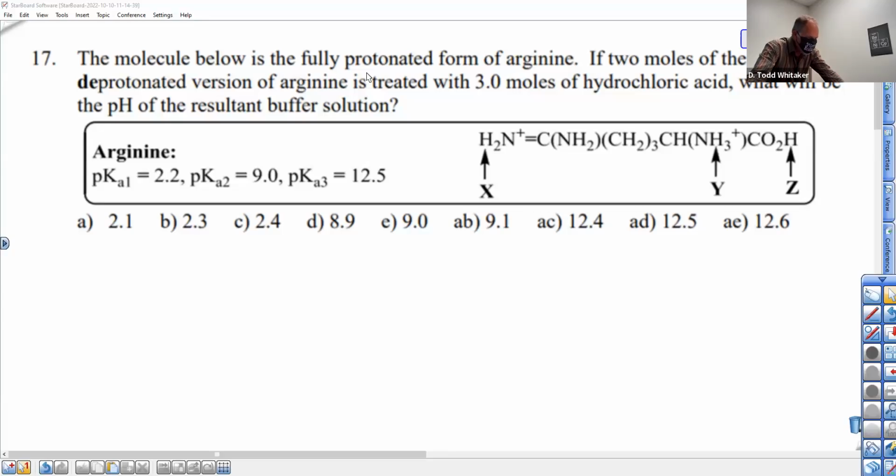All right, ladies and gentlemen, our second buffer problem. So we have the fully protonated form of arginine pictured here. You don't need that for this question. 2 moles of the fully deprotonated form.